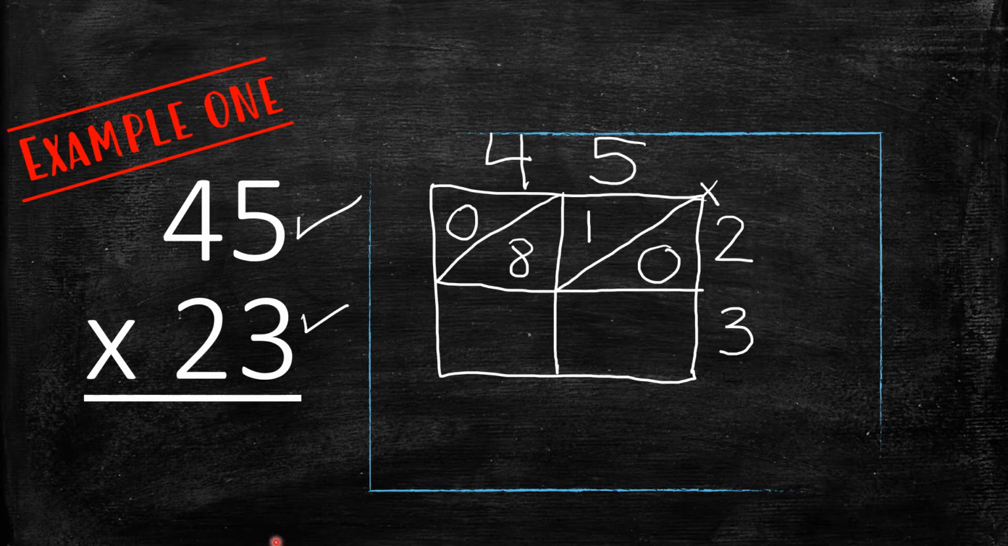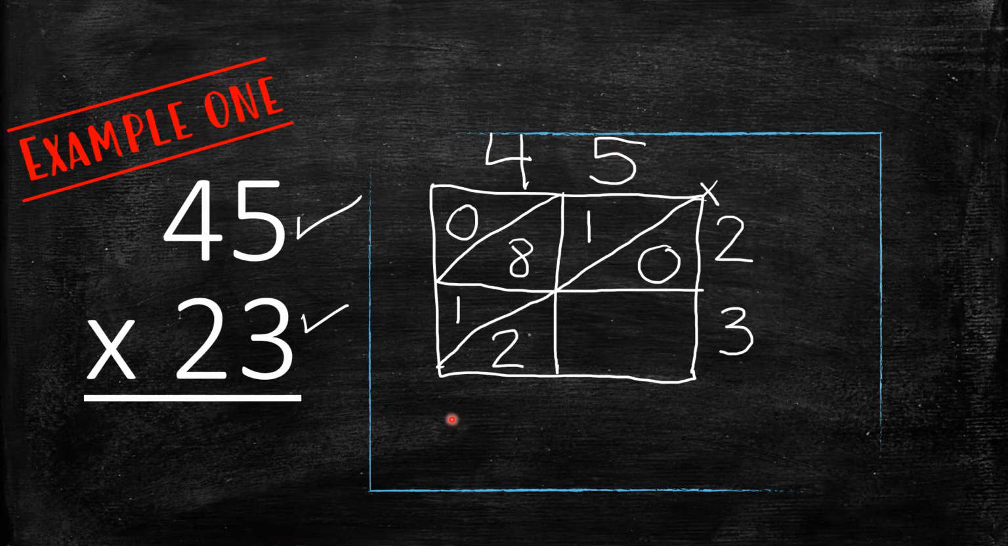Now I'm going to go into the bottom row of the box. And now we have 4 times 3. 4 times 3 is 12. I'm going to draw my diagonal line. I like to keep it all straight and neat. So it's going to look like this. And then I'm going to write my answer, which is 12, 1, 2.